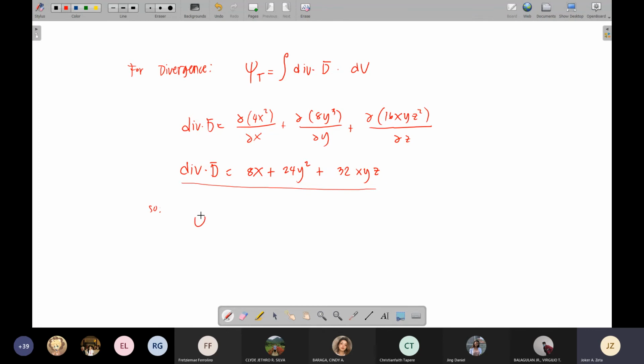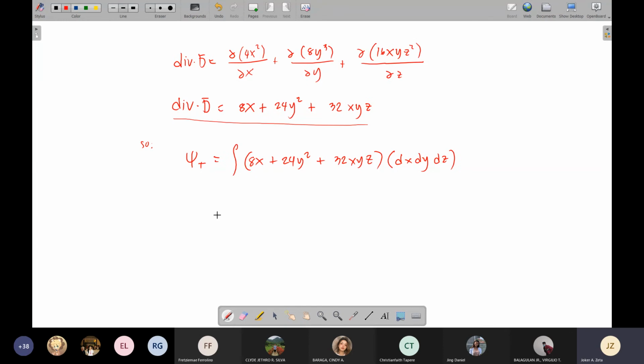So solving for the total flux would be the integral of 8x plus 24y squared plus 32xyz times the differential volume. If you're in rectangular, that's dx, dy, dz. There's no direction this time. They're all magnitudes. The divergence of your flux density is all magnitude, with no direction. So this is magnitude. Therefore, your differential volume is also a magnitude.